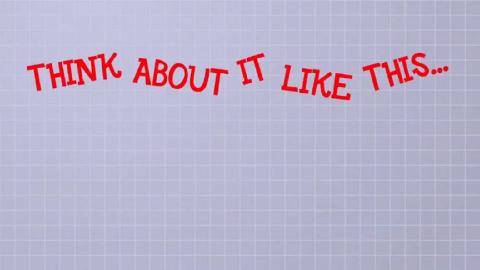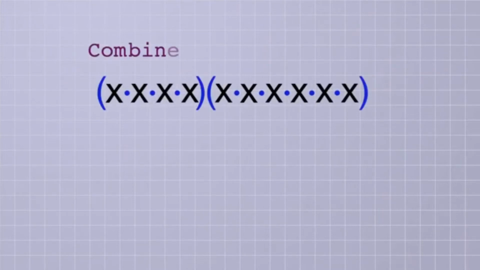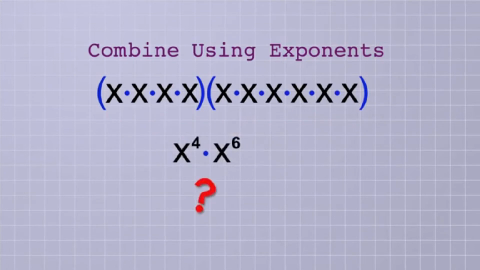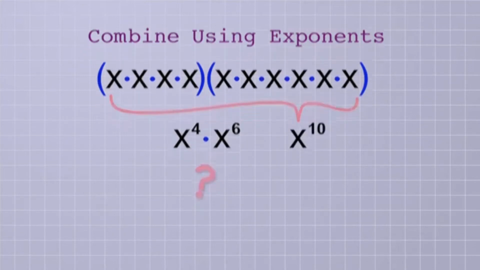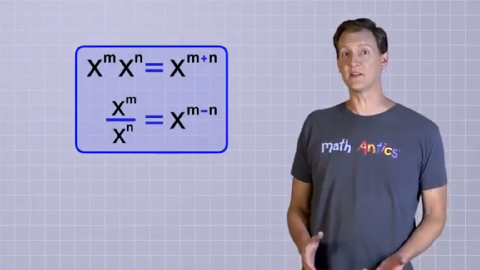Or think about it like this. If we had 10 x's all being multiplied together, we could form different groups of them and combine them using exponents. Like we could combine the first 4 x's into x to the fourth, and combine the remaining 6 x's into x to the sixth. And of course, those expressions would be multiplied together since all of the x's were being multiplied. But you'd probably never want to do that, would you? I mean, why not just combine all 10 x's into the expression x to the 10th? Ah, but there you see that our law holds true. X to the fourth times x to the sixth would equal x to the power of 4 plus 6, or x to the 10th.